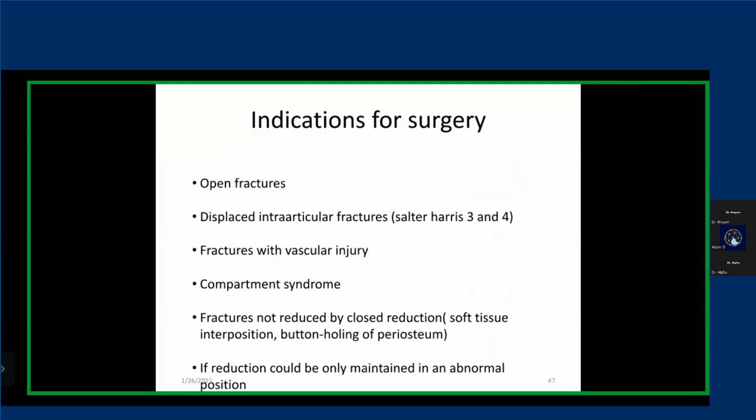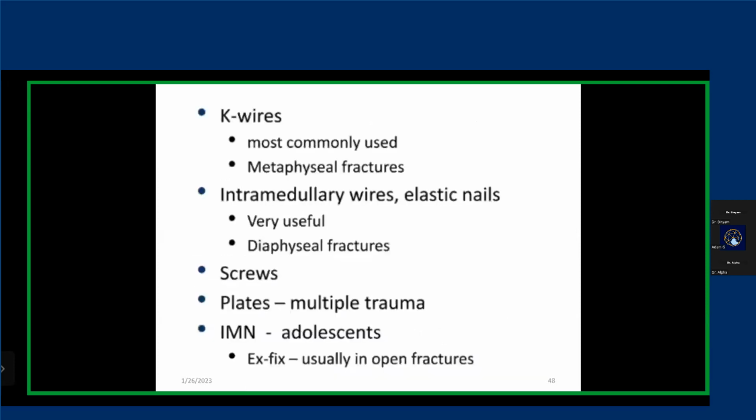Fractures with a vascular injury, compartment syndrome, fractures that are not reduced by closed reduction, that can be because of soft tissue imposition, buttonholing of periosteum, like periosteum might work against us and prevent closed reduction. And if the reduction cannot be maintained in a functional position. So if we have to put the patient in a very abnormal position in order to maintain our reduction, then they're better off being operated on.